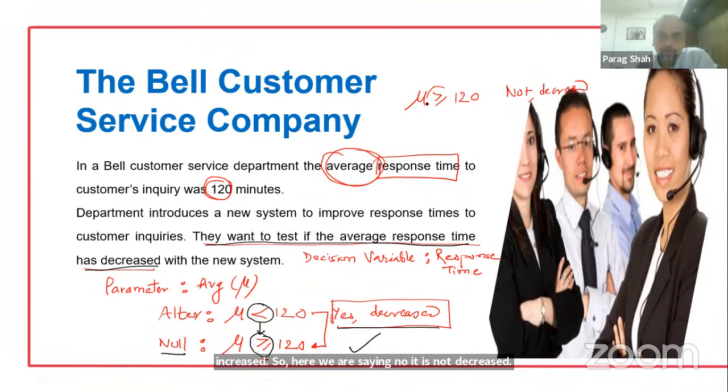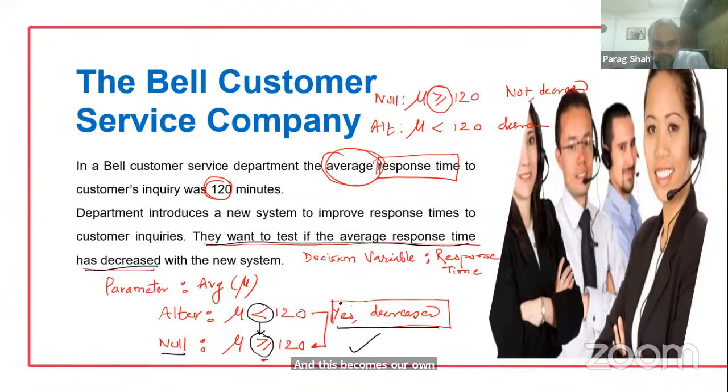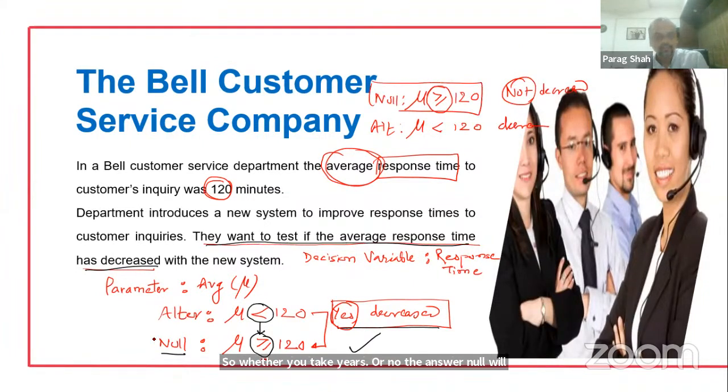What will be complementary to this? Greater than or equal to, complementary will be less than. This means it has decreased. Where we have an equal to sign, we have an equal to sign over here. So this becomes our null and this becomes our answer. So whether you take yes or no, the null will always be greater than or equal to in this case. So don't worry about whether you are taking yes or no.